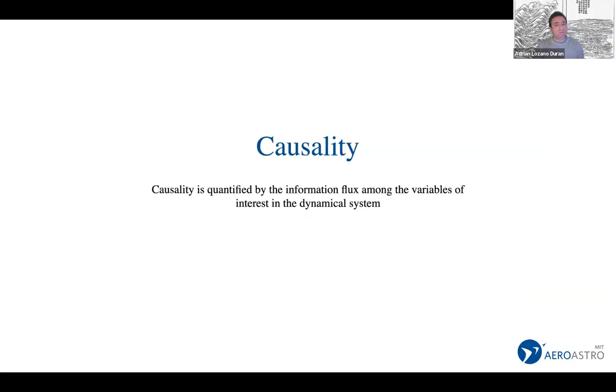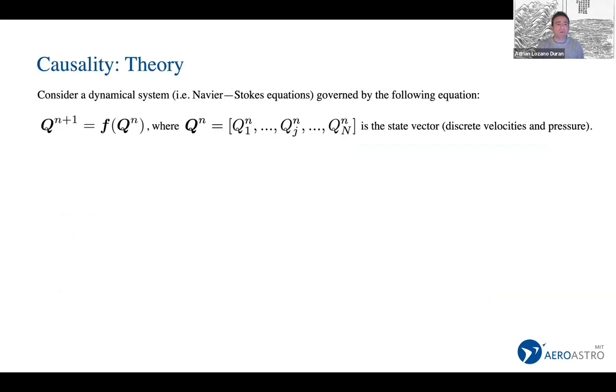And let's start with the first problem, the causality. The way I'm going to define causality from this information theory point of view is as the information flux between the variables of interest that I have in my dynamical system. So that's going to be my working definition. Let's set up the problem. Imagine that I have a dynamical system, for example, the Navier-Stokes equations, and I discretize the system in space and time, and then I get this equation where Q is the state vector, so these are the velocities and the pressure, and F is just a map that is going to advance the solution in time.